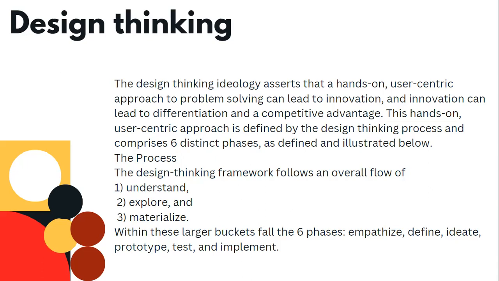Okay, so the user-centric approach is defined by design thinking, and it consists of 6 distinct phases. That is, how are you going to do this designing? That is what we're going to speak about. The design thinking framework follows a flow of understand, explore, and materialize. So let's see the different phases. It can be categorized in 6 different steps or phases. Let's see what the different steps are of how you do an innovative product. How do designers think? Okay, that's what we're going to follow.